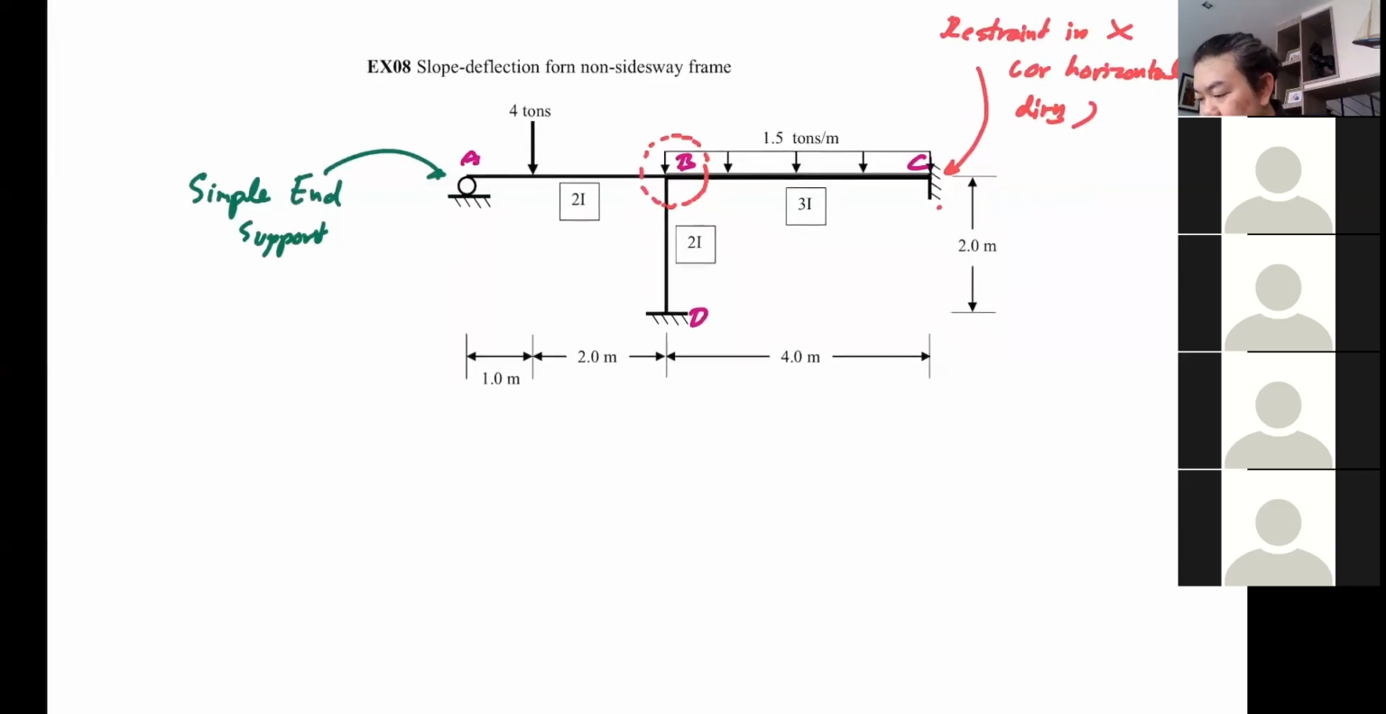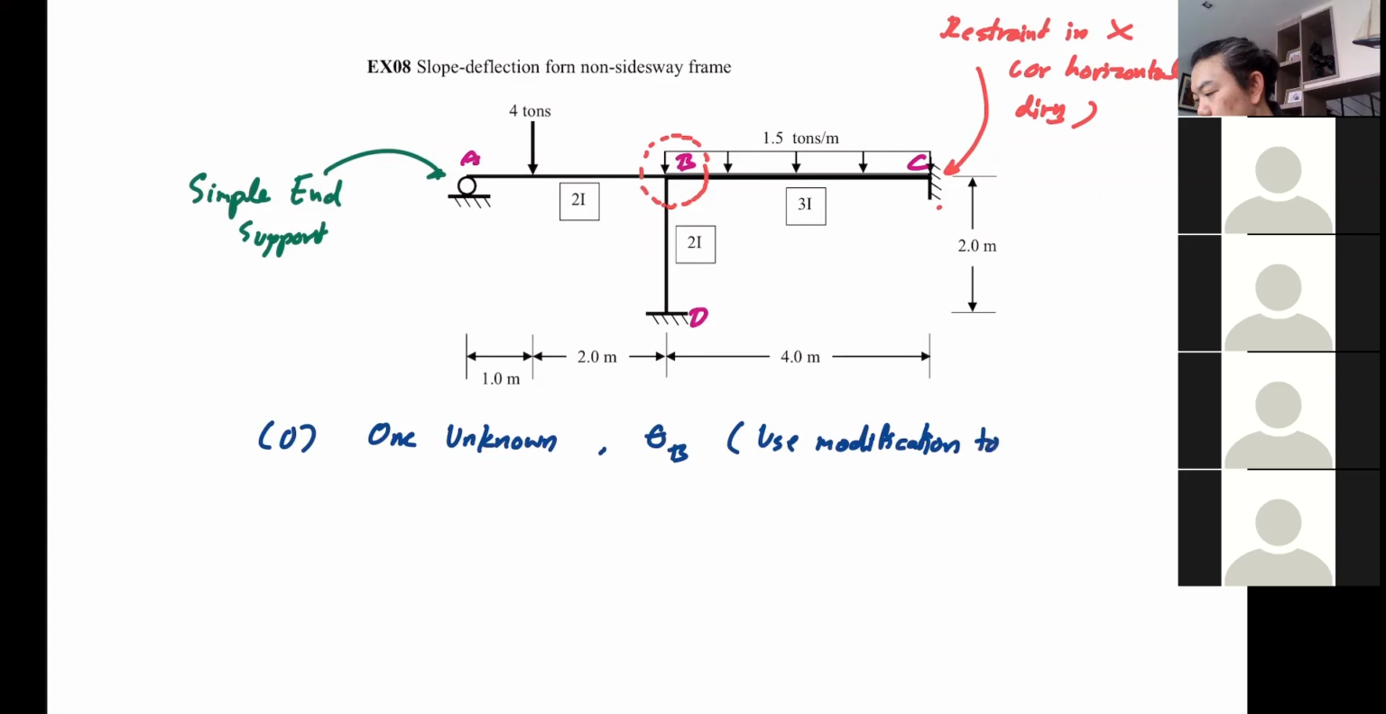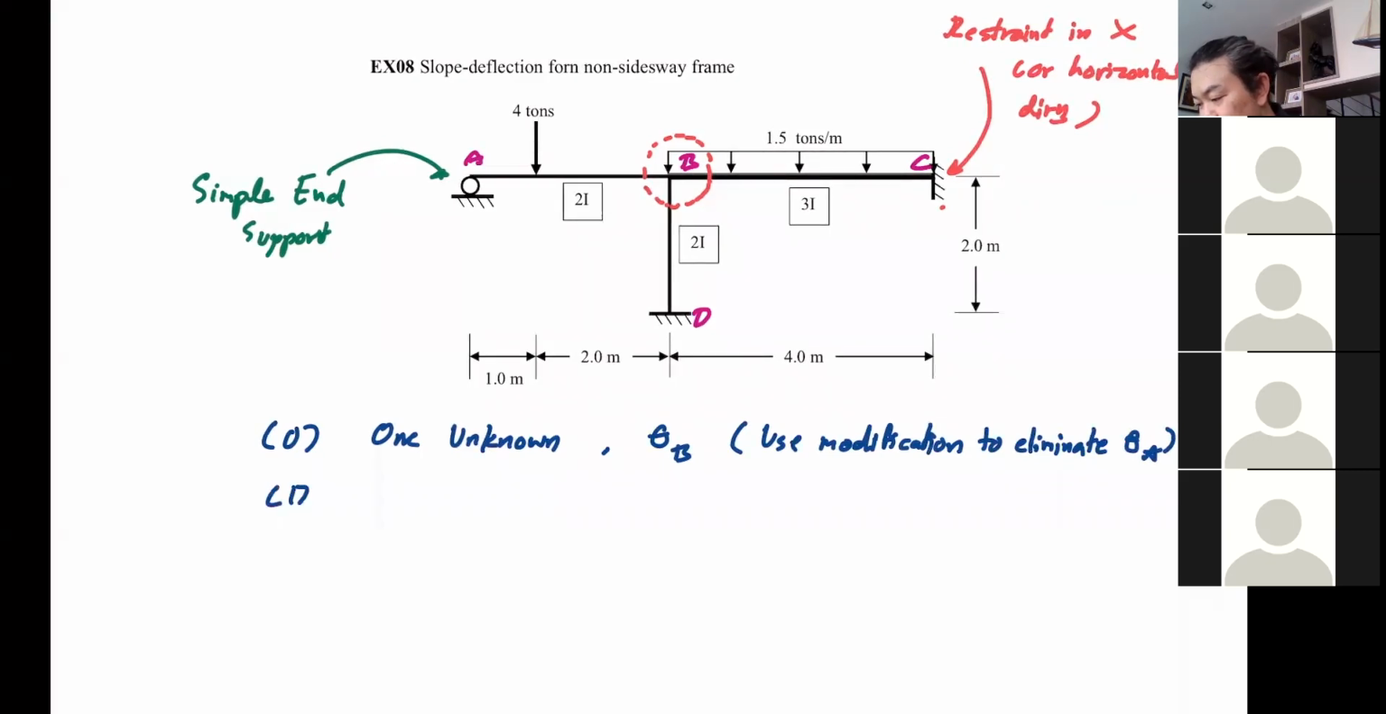So let's begin. This is step number zero. Only one unknown, which is theta B. Or you can say use modification to eliminate theta A. See, I use the word eliminate. It doesn't mean that it's zero, okay? Step number one, relative stiffness.